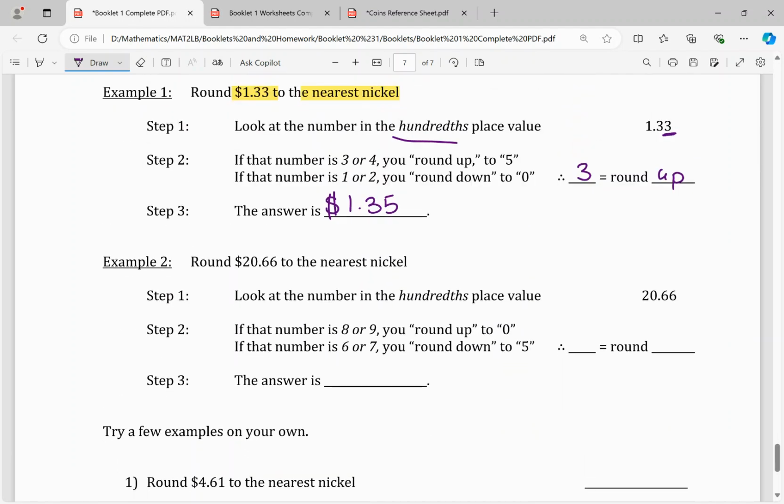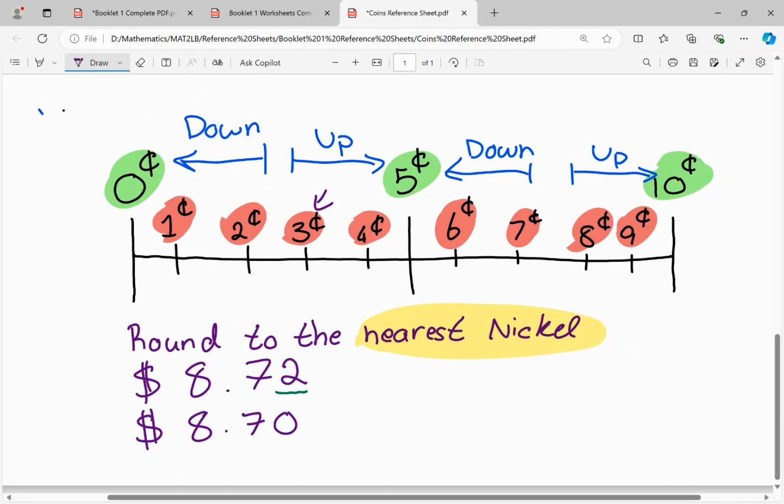Example 2. Round $20.66 to the nearest nickel. Again, we're going to look at the number in the hundredths place value. This time, that last number is a 6. Now, if that number is an 8 or a 9, you round up to 0. If that number is a 6 or a 7, you round down to 5. So, that's again the same as this diagram. If we're a 6 or a 7, we go down to 5.